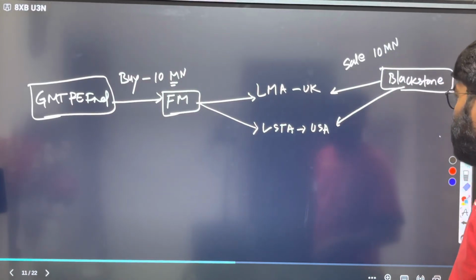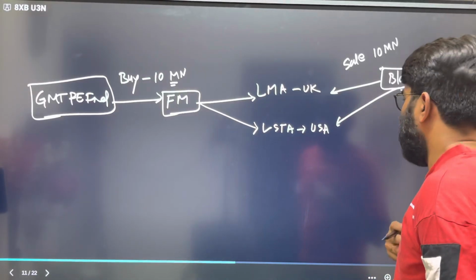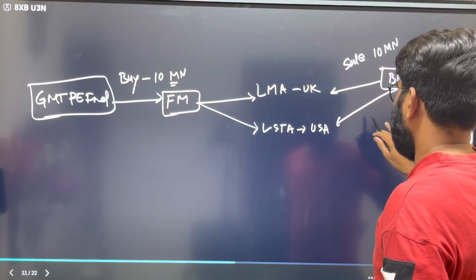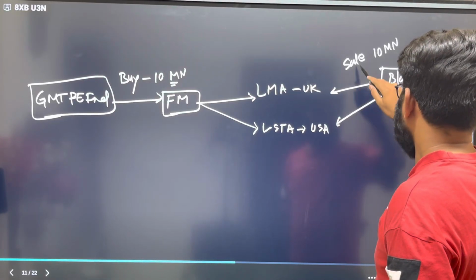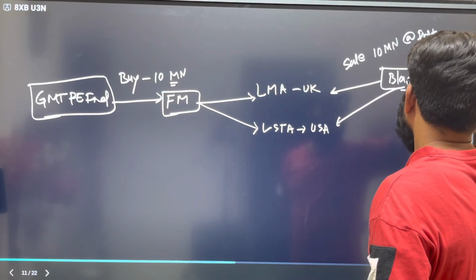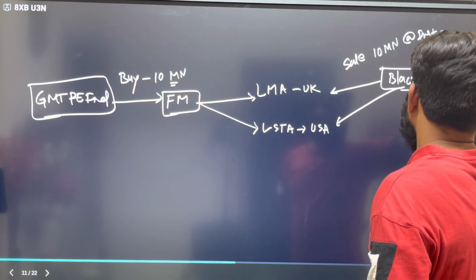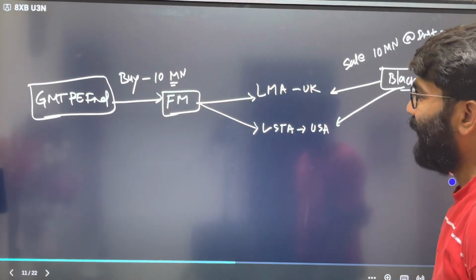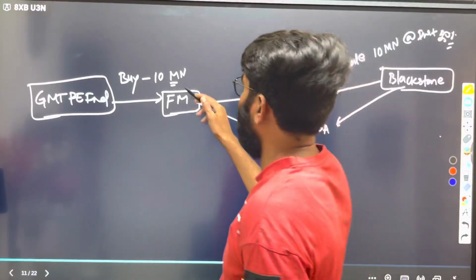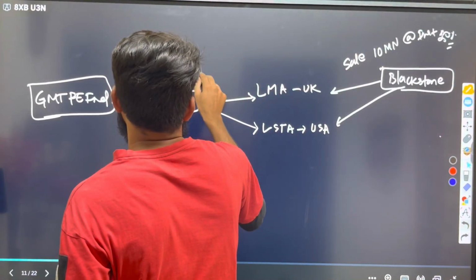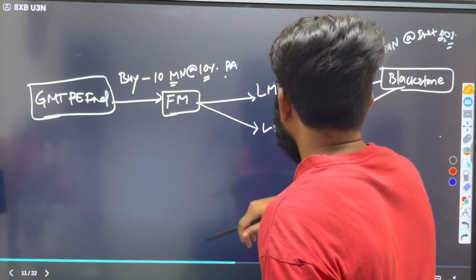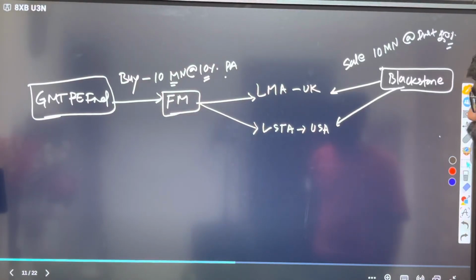right? Interest rate, let's assume the interest rate is 10%. I am assuming a 10% interest rate. Same here, let's say the buyer is also looking for the same, the buyer has an appetite for 10% interest per annum. So that's how they can submit their requirement to the LSTA.